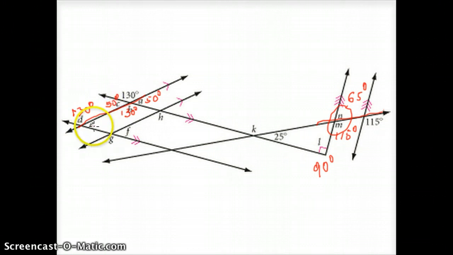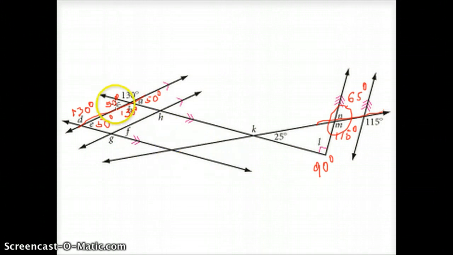Okay, now to find E, we have tons of choices. We can think E is a corresponding angle with A. We can think E is an alternate interior angle with C. Or we could think of it as a linear pair with D. So in all three cases, E works out to be 50 degrees.